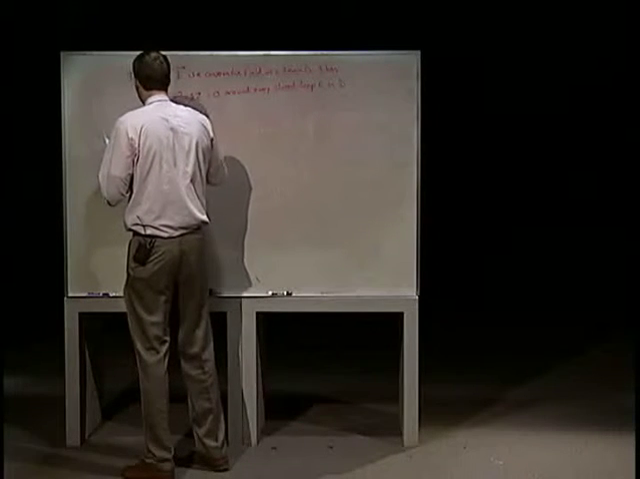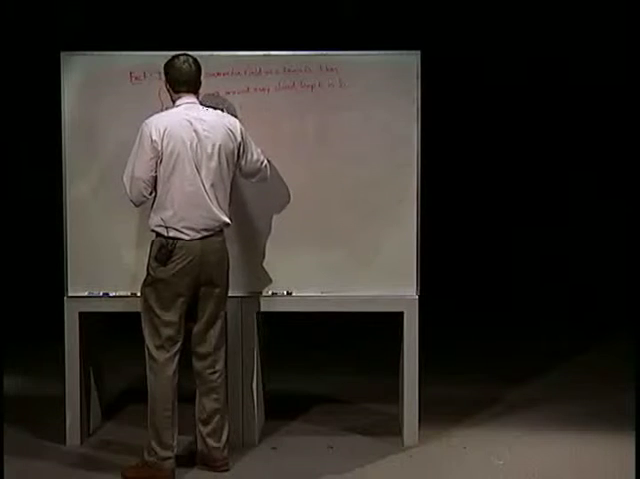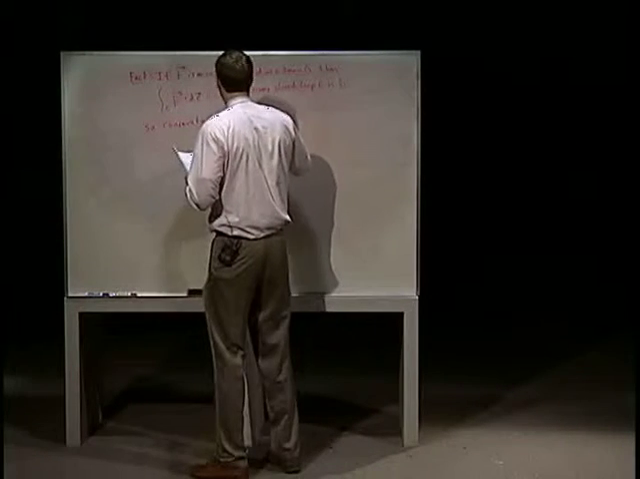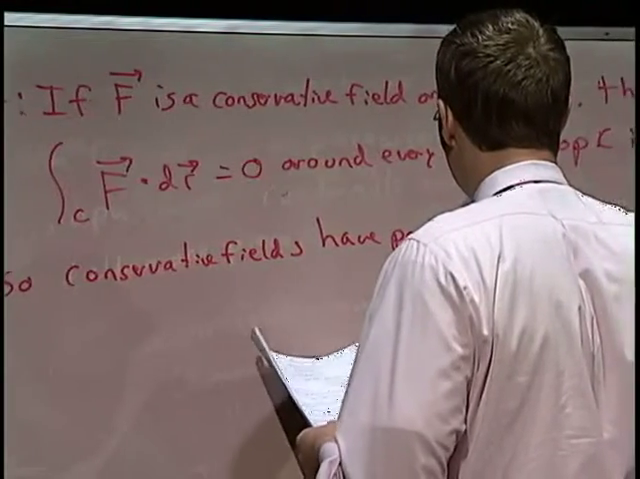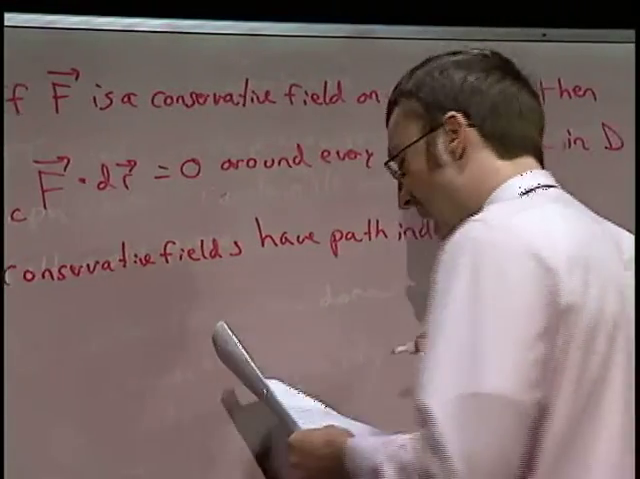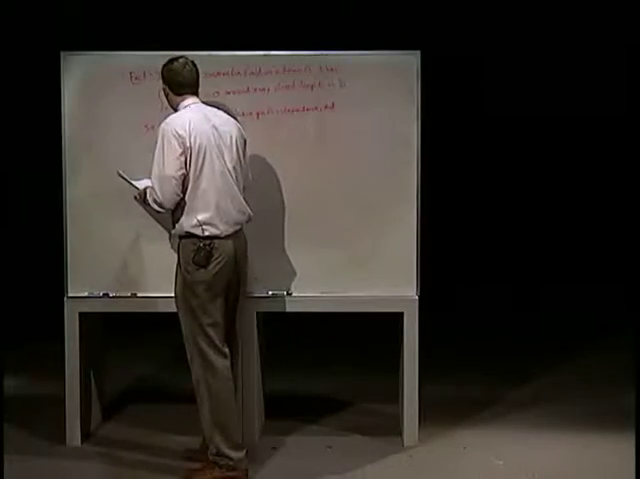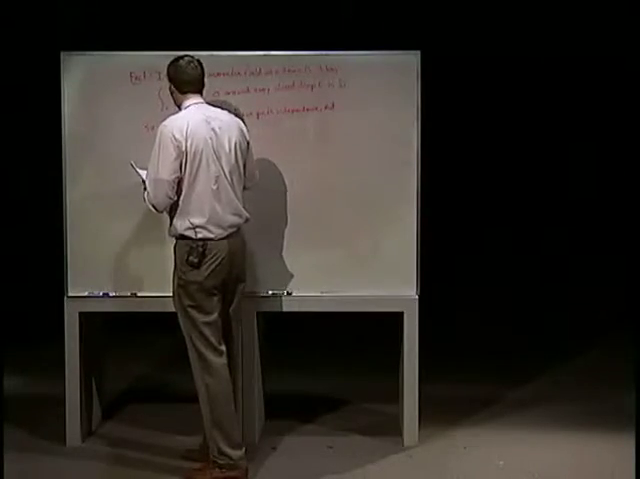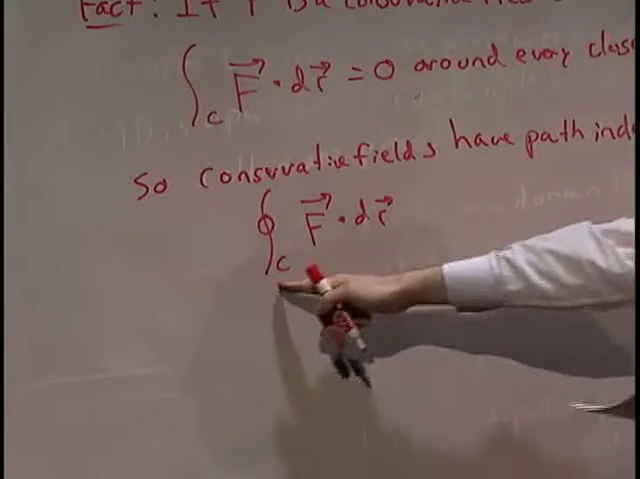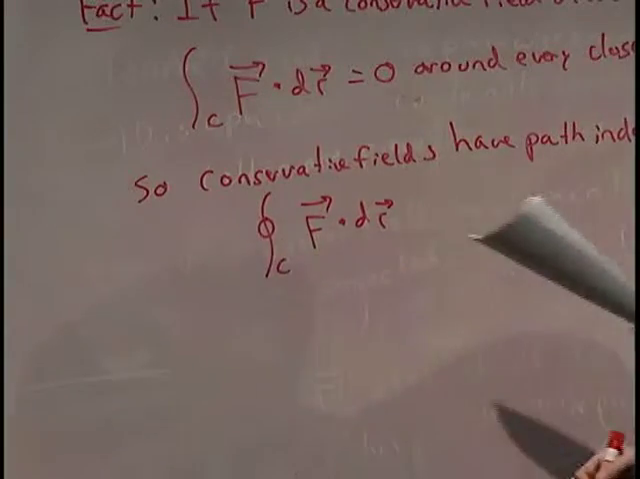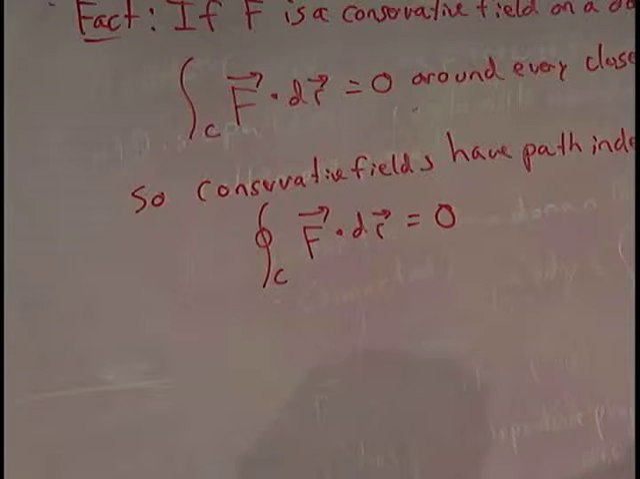So to summarize, when you have a conservative field, you have nice things happening. They have path independence. That's nice. And the closed loop property holds: the integral around a closed loop, remember, this notation meant it was a closed curve C, closed loop, equals 0. Okay? So they have nice properties.